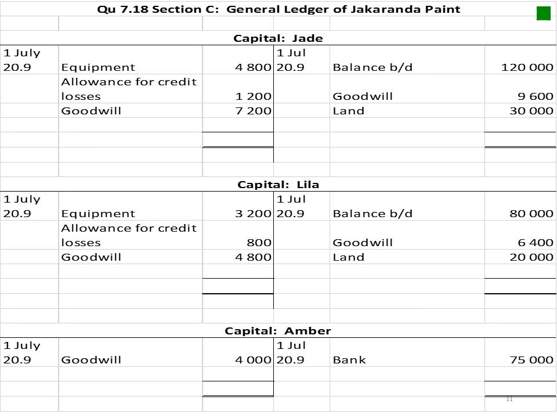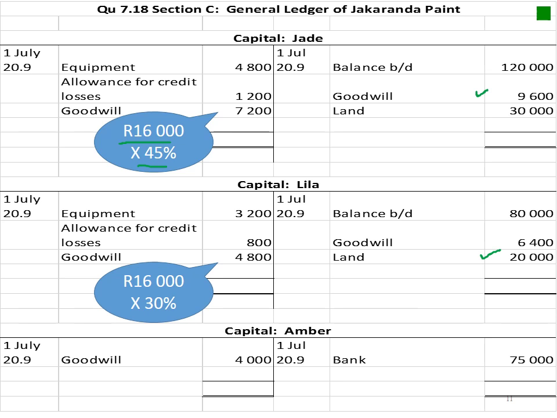So what we now have to do is reverse the 16,000 Rand goodwill that was created. Remember, the goodwill was debited and we credited Jade and Lila's capital accounts. Now we're going to reverse the 16,000 Rand, but now we're going to reverse it in the new profit sharing ratio. So we're going to reduce Jade's account by 45% of the goodwill amount. We're going to reduce Lila's account by 30%, which is 4,800.